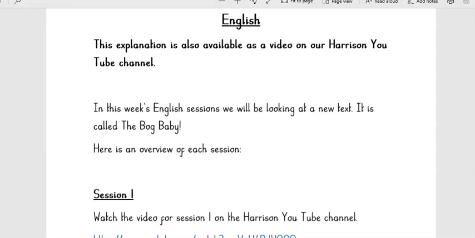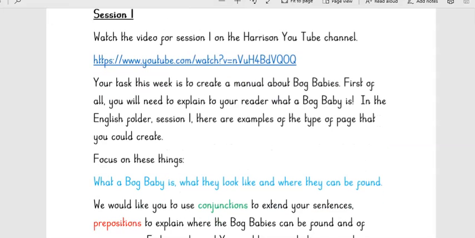So this week we're looking at a new story. It is called The Bog Baby. This is an overview of each of the sessions. So for session 1, you will need to have a look at the story on YouTube, and we've attached a link for you to look at the story just here. Once you've done that, your task for the week is to create a manual, so some information about bog babies.